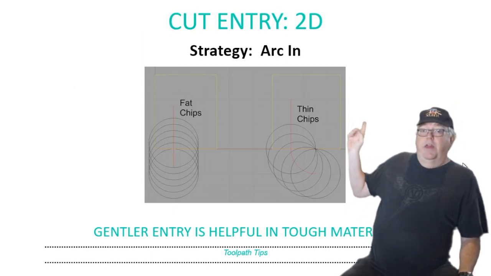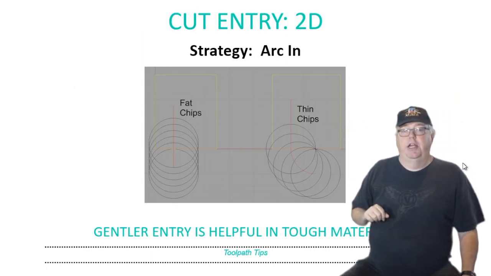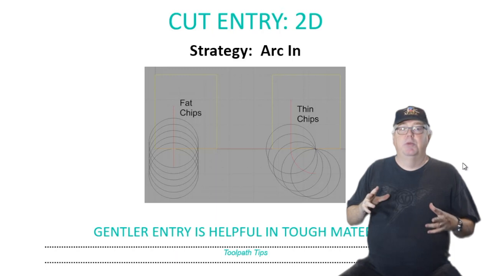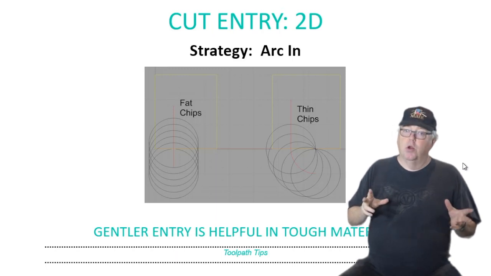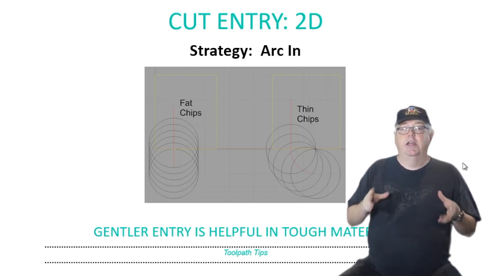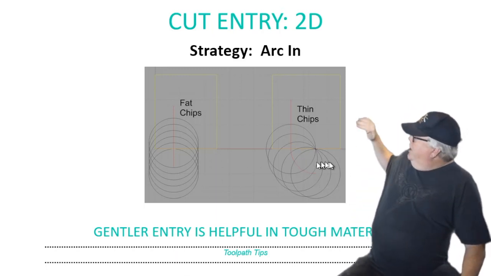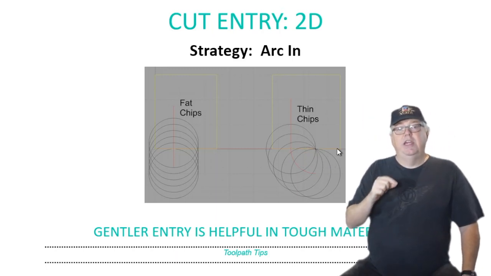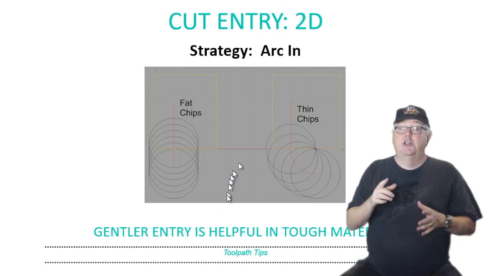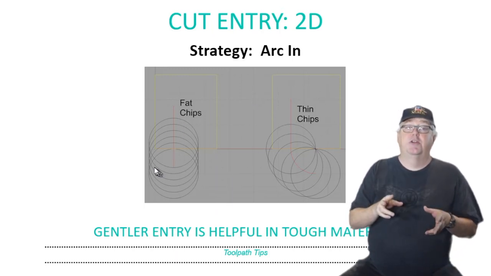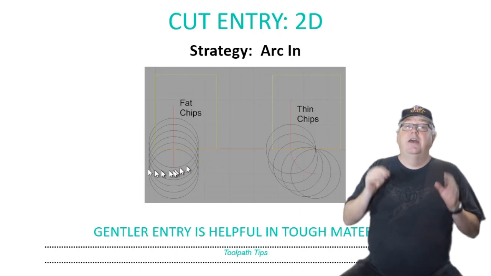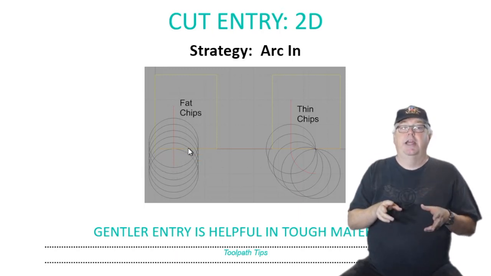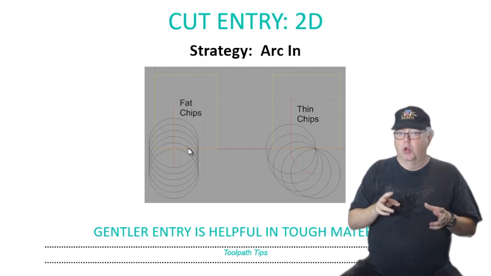Let's start with entry to the cut when 2D machining. Perhaps you're using a face mill to surface the top of a workpiece, or perhaps you need to bring the cutter into the material to cut the outer walls of a part. Your best strategy is to arc in as the graphic shows. This keeps the chips thin on entry and is much gentler on the cutter. A gentler entry is helpful in tough materials such as stainless and others. It helps prevent chipping the cutting edge and can considerably improve your tool life.